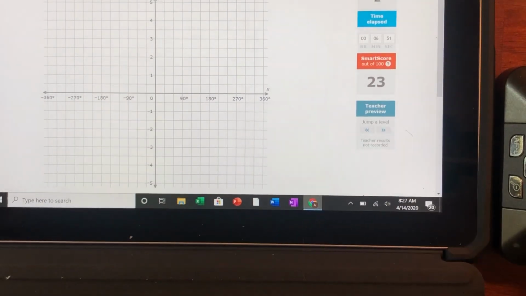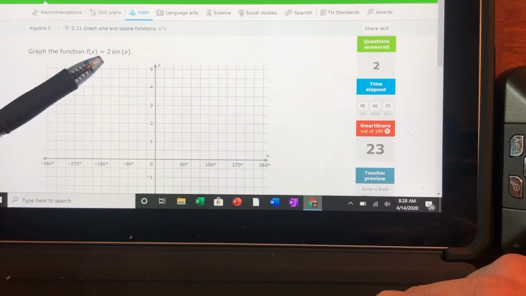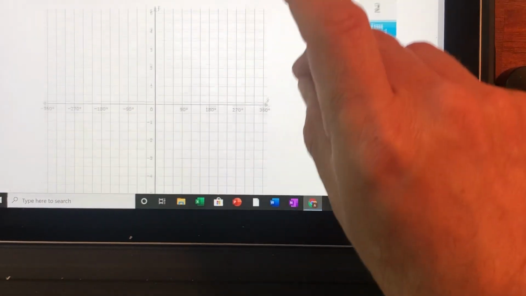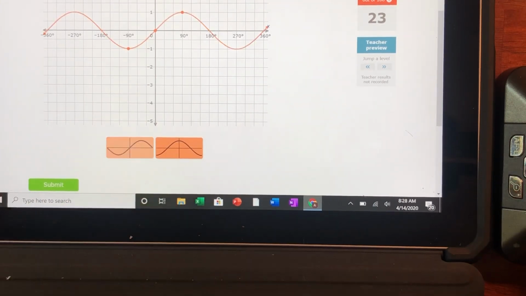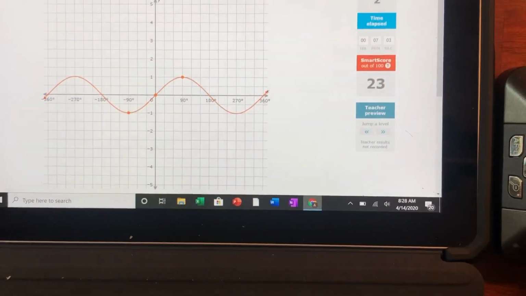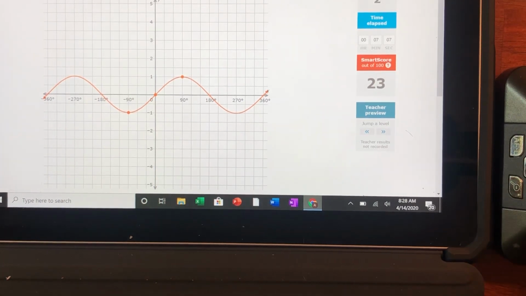How about this one? 2 times the sine of x. Sorry, you couldn't see that. 2 times the sine of x. Well, choose the graph that looks like sine. Remember, that one's sine, that one's cosine. Choose the graph that looks like sine. And what's happening this time? 2 is the what? That's the amplitude.